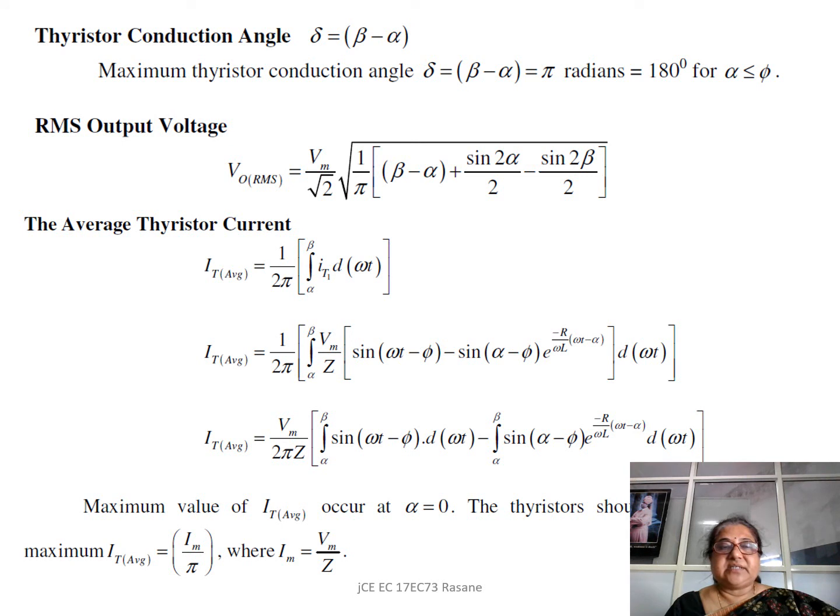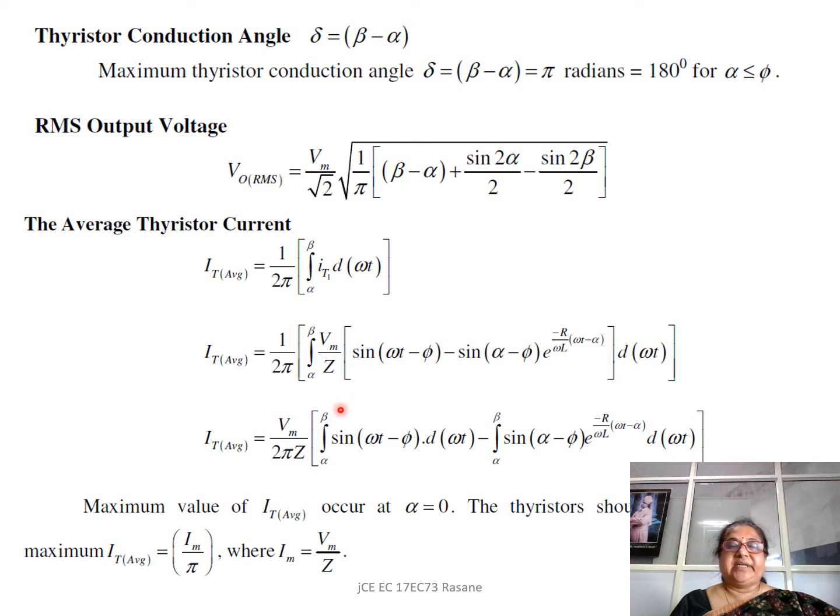The average thyristor current can be evaluated as IT average equal to 1 upon 2 pi integration, since the thyristor conducts from alpha to beta, of IT1 into d omega t. So IT average is equal to 1 upon 2 pi integration between alpha to beta, and I will substitute the value of I of t which we had written earlier, the expression for I of t, which is Vm by Z into sine of omega t minus phi minus sine of alpha minus phi e to the power of minus R by omega L into omega t minus alpha in bracket into d omega t.